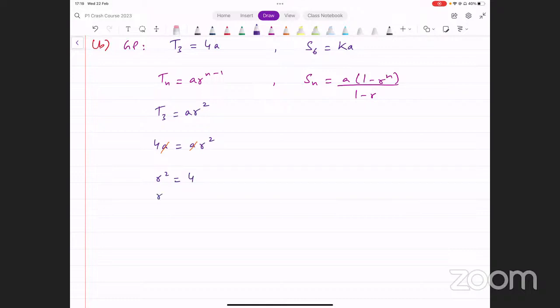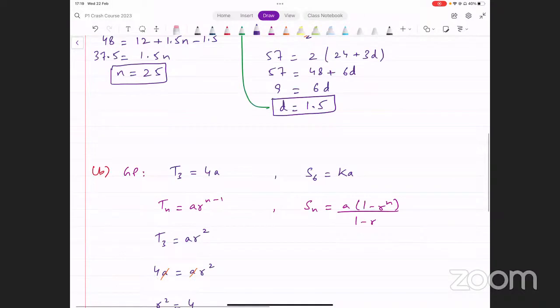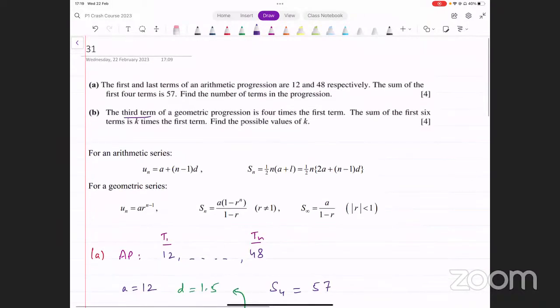Now, R could be equal to plus minus 2 from this. There are 2 possible values of R that we get. Now, you're getting 2 values, so you might just have a look at the question in case there is any condition given for the ratio.